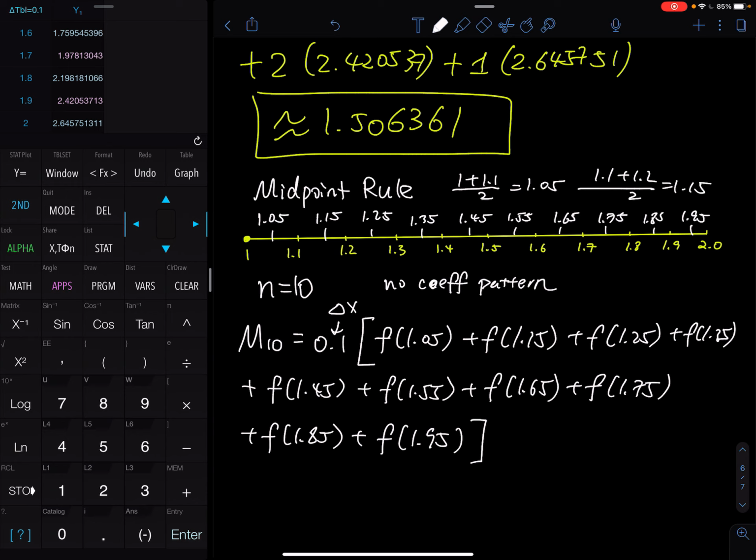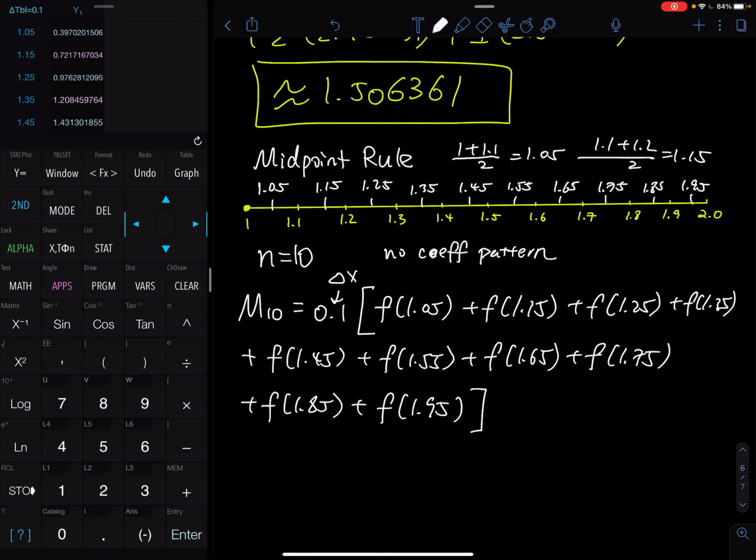So we do have to set up the table one more time. So the function, you go to y equals, we didn't change the function, but you have to set up the table one more time. So just go to second and then go to the window. We start at where? We start at 1.05, and then the increment is 0.1. Okay, you start at 1.05, the increment is 0.1, and then you go to second, and then you hit graph. So you see the table right there, right? So 1.05, we have 0.39, 70, 20. So this is equal to 0.1.